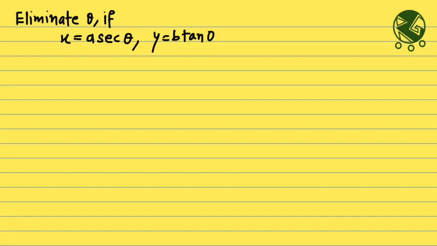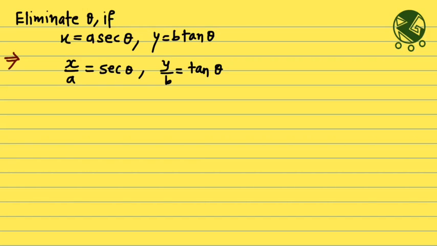Let's solve one more problem. So there is this problem. Eliminate theta if x is equal to a sec theta and y is equal to b tan theta. Now, if we have this kind of problem, try to visualize which identity we can use. So here we have sec theta and tan theta, and we know the identity that sec square theta minus tan square theta is equal to 1. So that is going to help us.